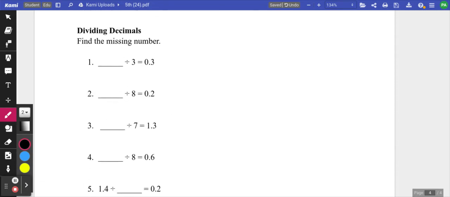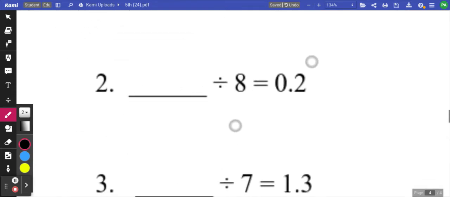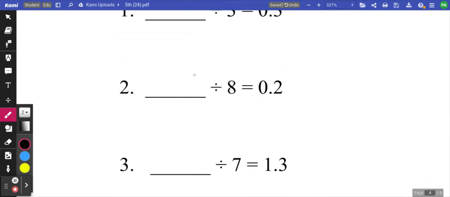And lastly, we will be dividing decimals. So there will be 2 different scenarios, one multiplying and one dividing. Ironic, but let's do it. So number 2. In this case, let's try to think about it. This number divided by 8 is equal to 0.2. Now, if this number would be bigger, this would have to be a whole number, right? So obviously, just a heads up, this will be a decimal.